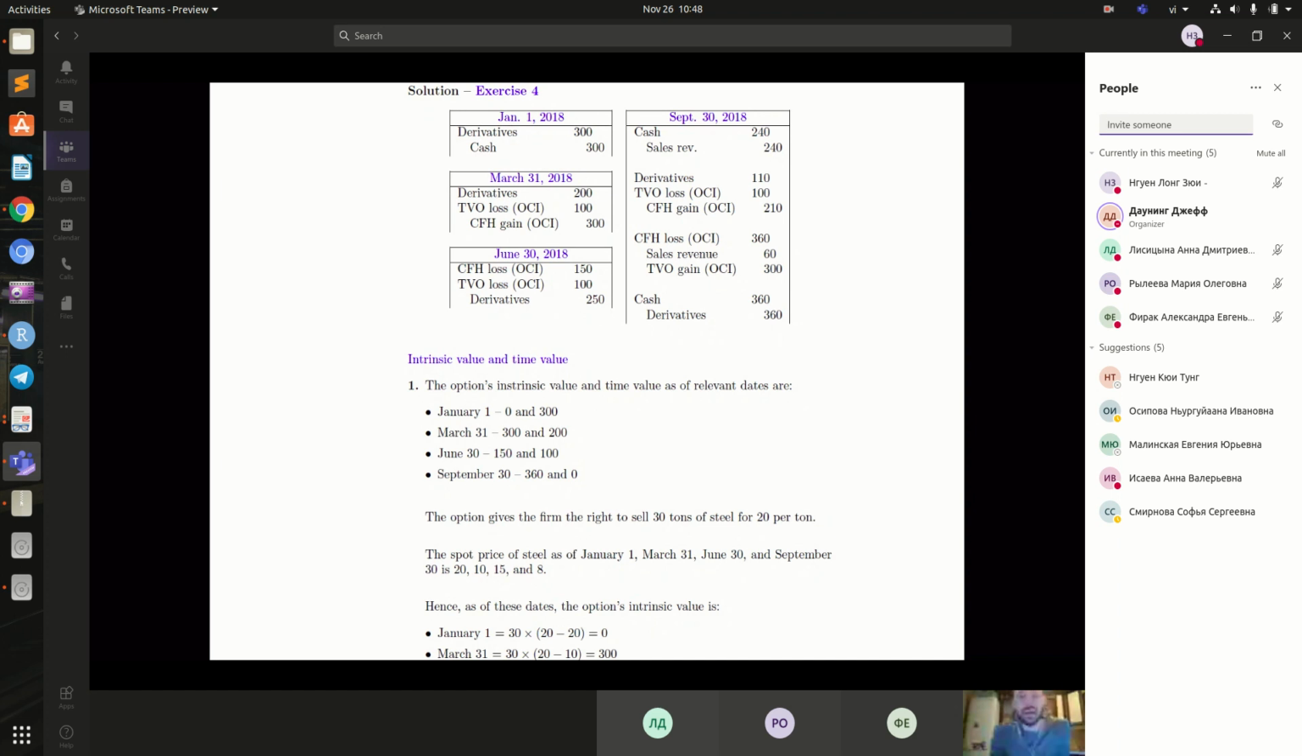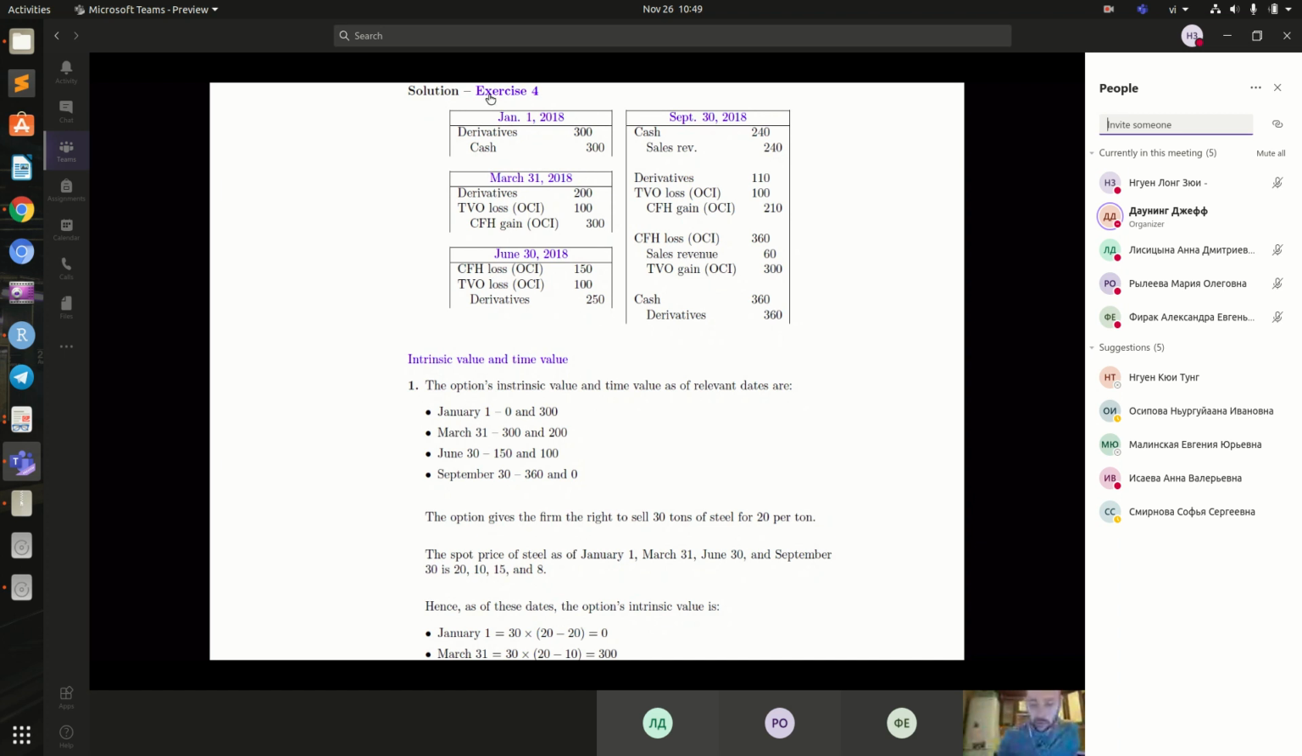The fourth item in this journal entry is for the settlement of the derivatives. We have settled a derivative that has a positive fair value for us of 360. Therefore, we receive 360 in cash, hence debit cash, credit derivatives for 360. So that is exercise 4, cash flow hedges, where the intrinsic value of the option is designated as the hedging instrument.